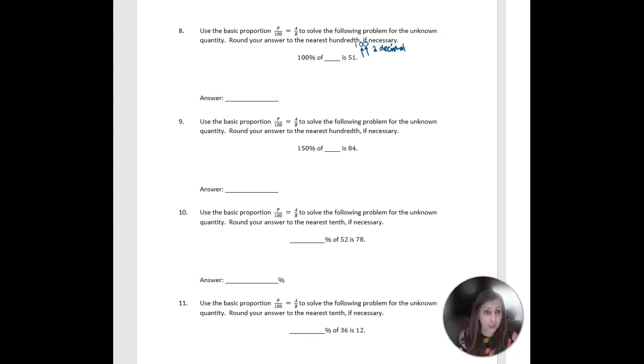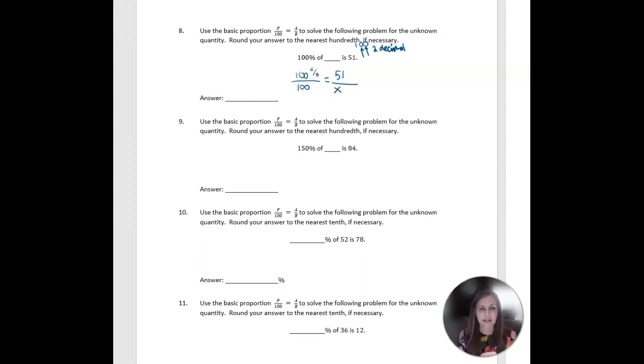All right, 100% of blank is 51. Well, this is kind of a weird one, but we always put our percentage over 100. That looks suspicious, but we'll keep moving. Of what number is 51? So we're looking for the base. 51 is a part of some number, and we don't know that number. Our base is going to be X.